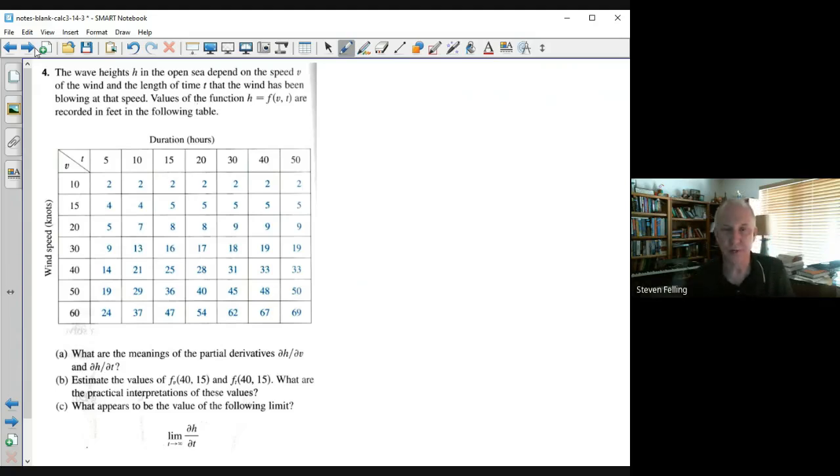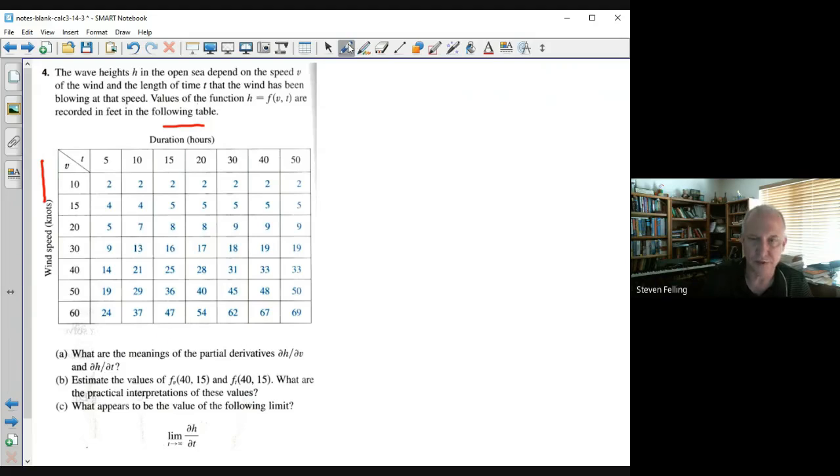Okay, here's one with a table given. It says the wave heights h in the open sea depend on the speed v of the wind and the length of time t the wind has been blowing at that speed. Values of the function height as a function of wind speed and time are recorded in this table. So the t variable is up here and the v variable is here, and these are wave heights.